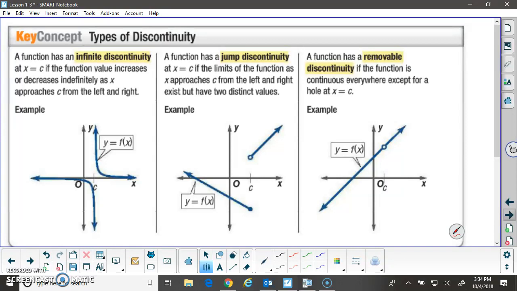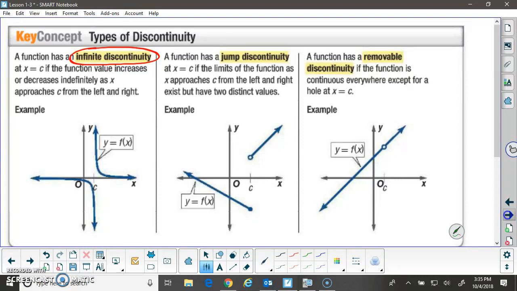So here are 3 types of discontinuity. The first type that you see on the left is called infinite discontinuity. This happens when, at a particular point C, like you can see on this graph, the graph is going in infinite opposite directions at C. So it's broken apart at C, and it's going in infinite opposite directions.